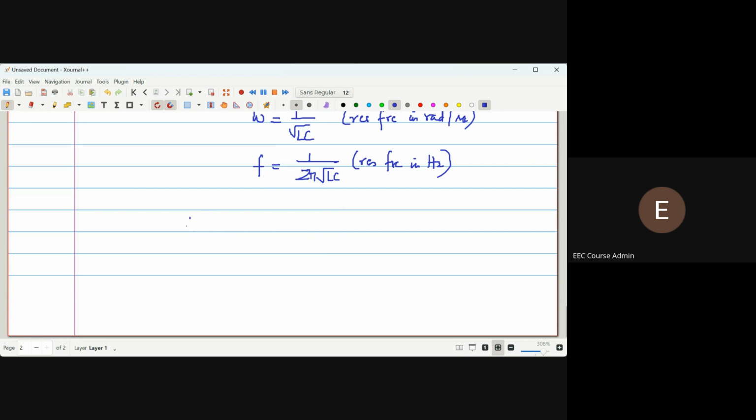So at resonance, since XL equals XC, impedance Z will be simply R, because XL minus XC will become 0. That term would vanish. So the circuit will be behaving like a purely resistive circuit, so that the impedance is minimum and hence the current flowing will be maximum.